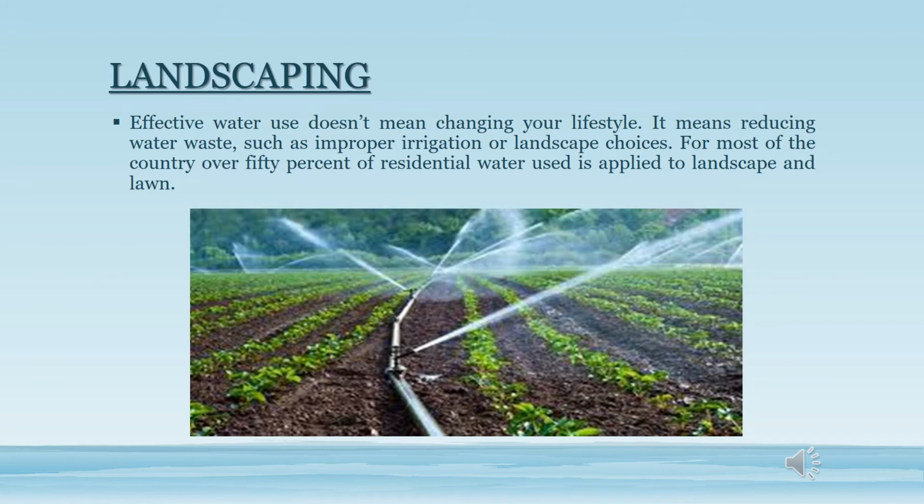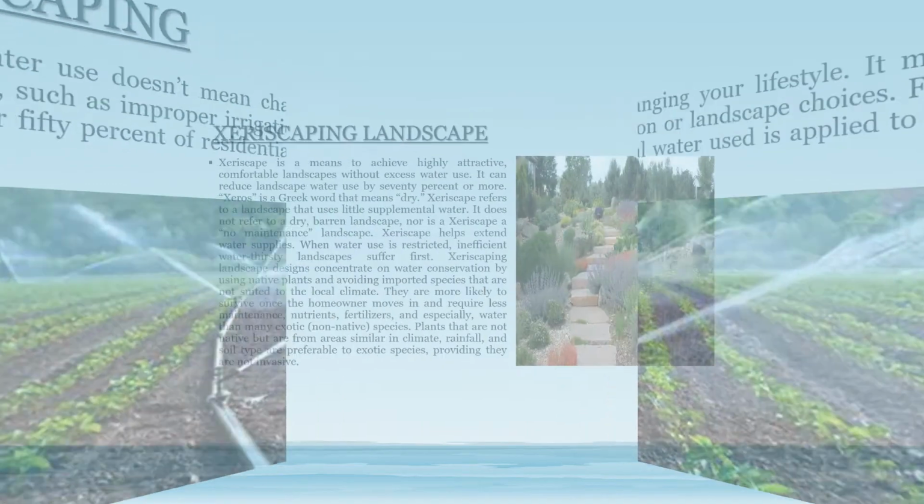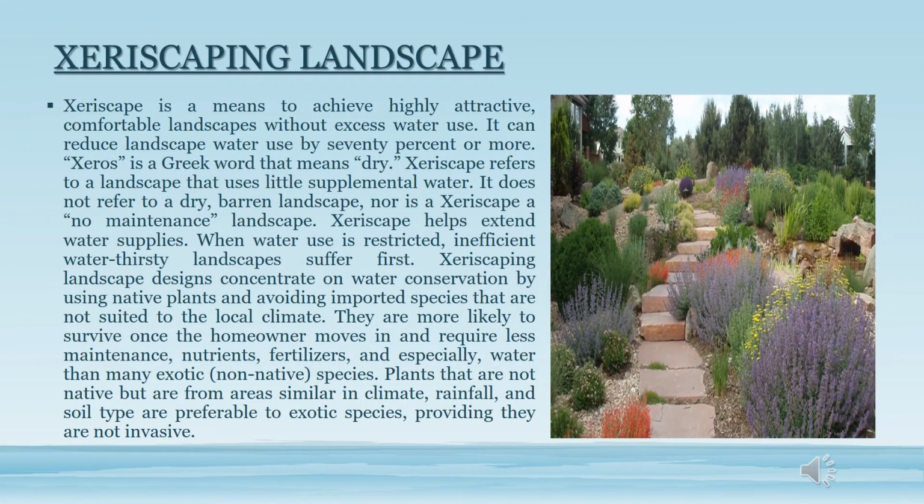Landscaping. Effective water use doesn't mean changing your life. It means reducing water waste such as improving irrigation or landscape choices. For most of the country, over 50% of residential water use is applied to landscape and lawn. Xeriscaping landscape means to achieve highly attractive, comfortable landscapes without excess water use. It can reduce landscape water use by 70% or more.